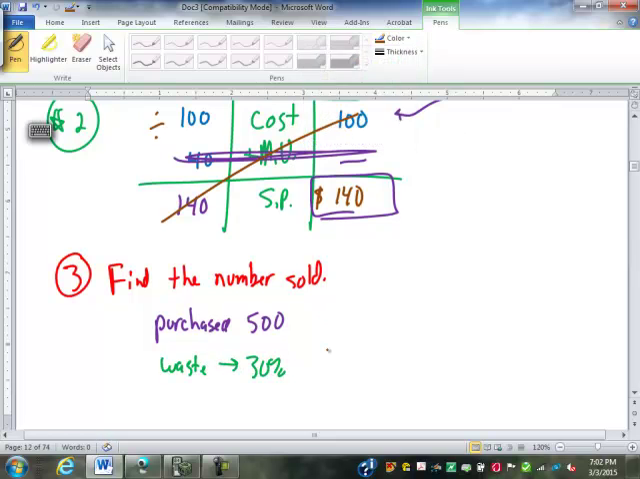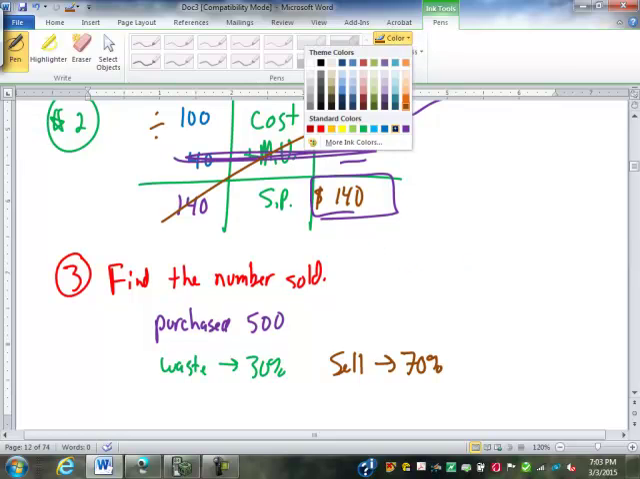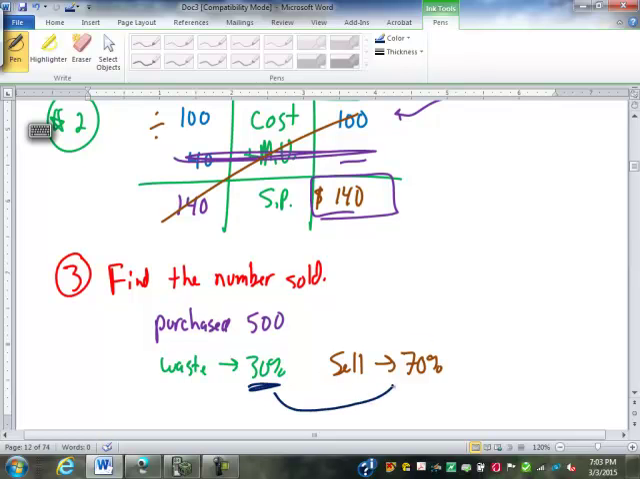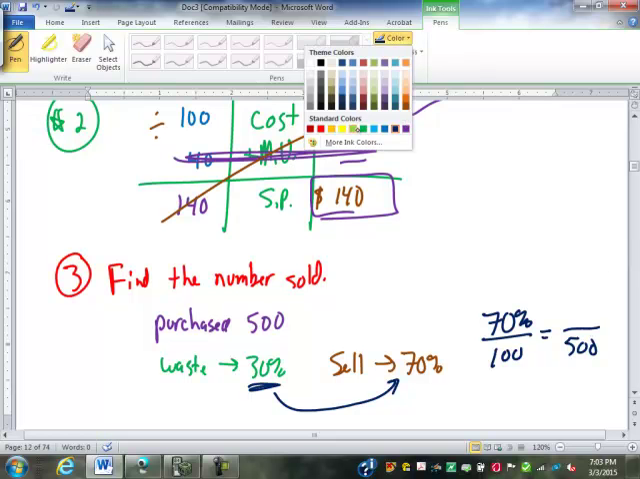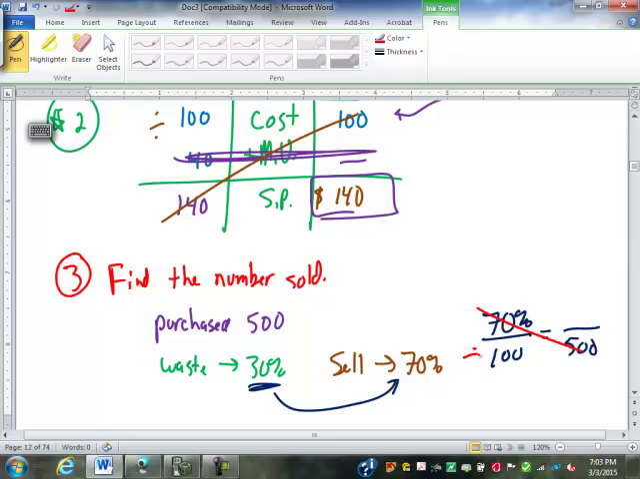Which means we're going to sell 70%. Where did the 70 come from? That is just 100 minus 30. 30% go to waste, we sold 70%. So what that means is we're going to sell 70% of the 500, which means we're only going to sell, after cross multiply and divide, 350 of them are sold.